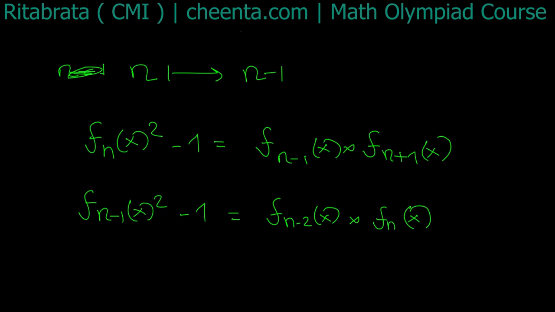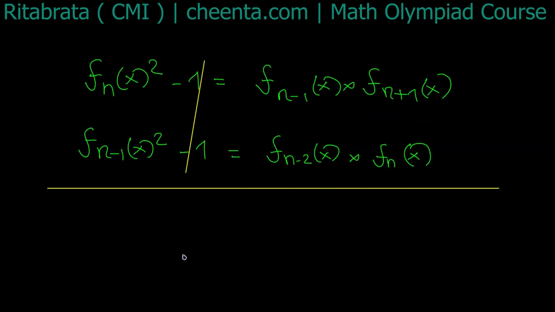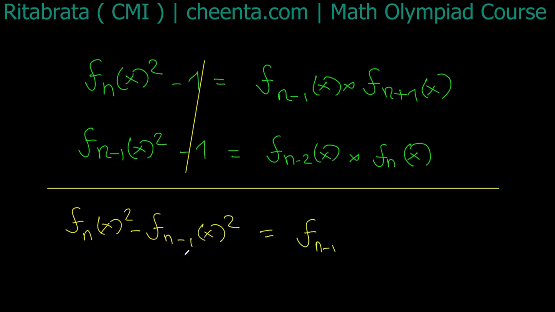What I can do is subtract to get rid of that 1. So from that I get that (f_n(x))^2 minus (f_{n-1}(x))^2 equals f_{n-1}(x) f_{n+1}(x) minus f_{n-2}(x) f_n(x).